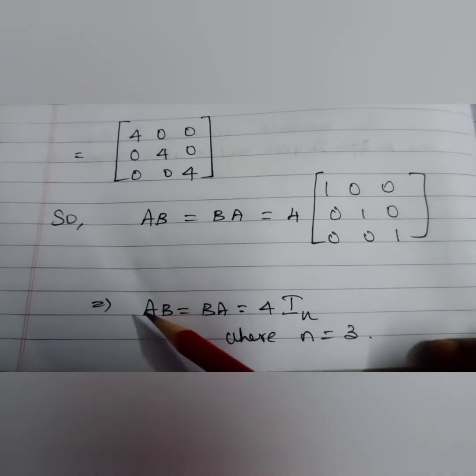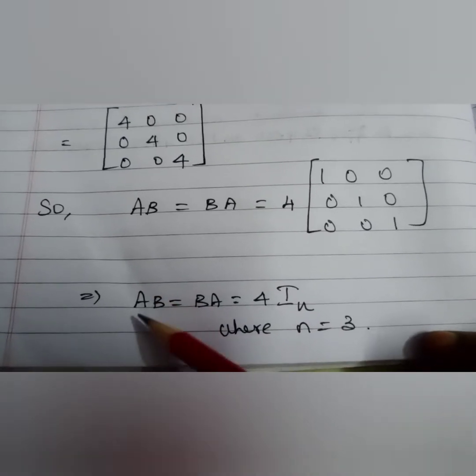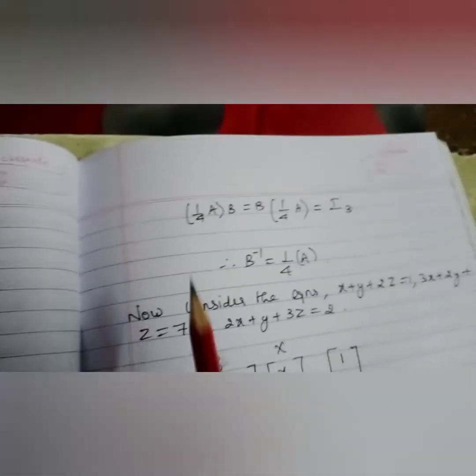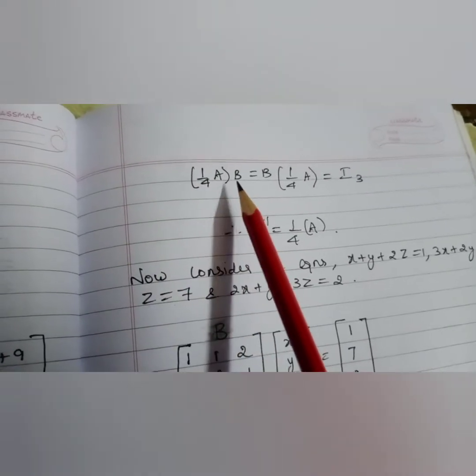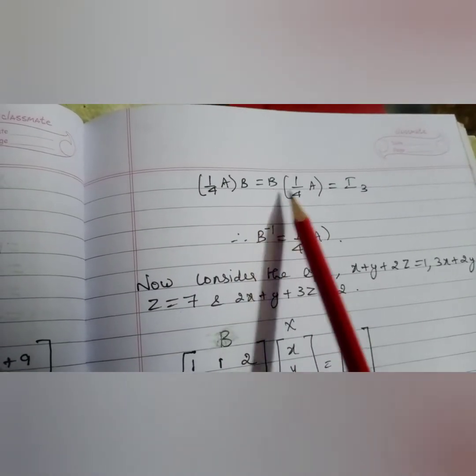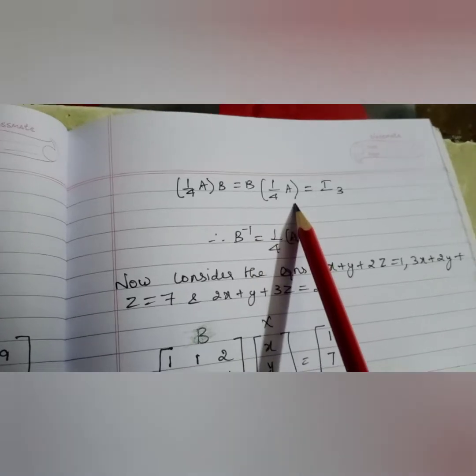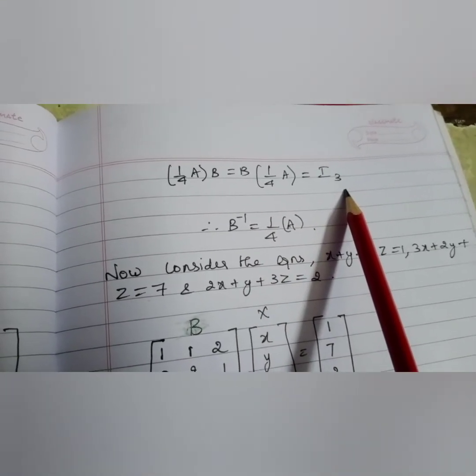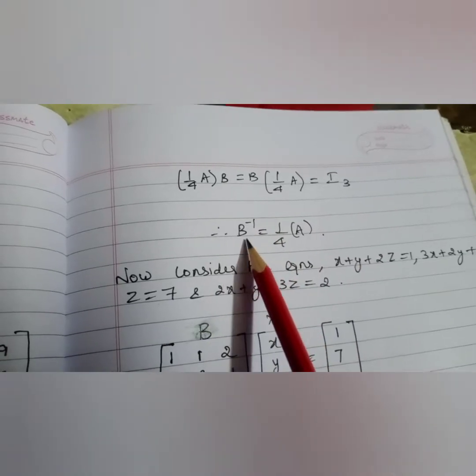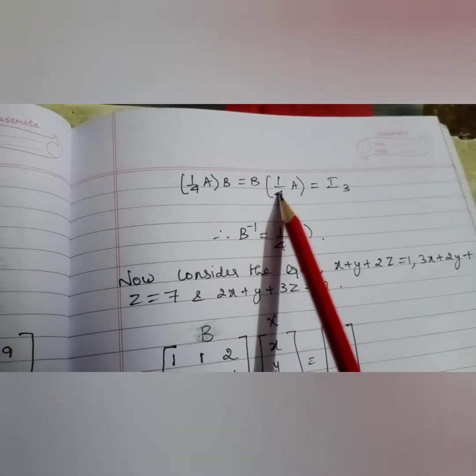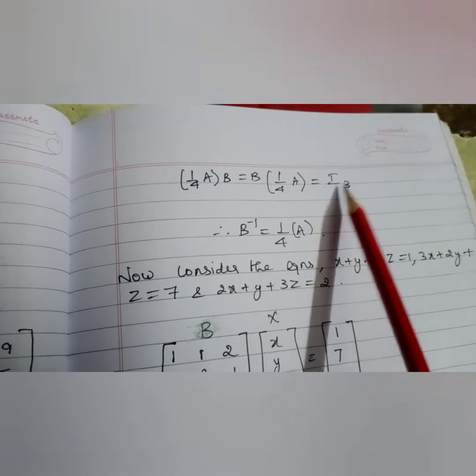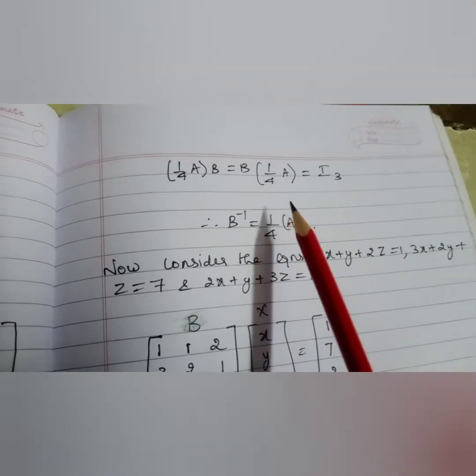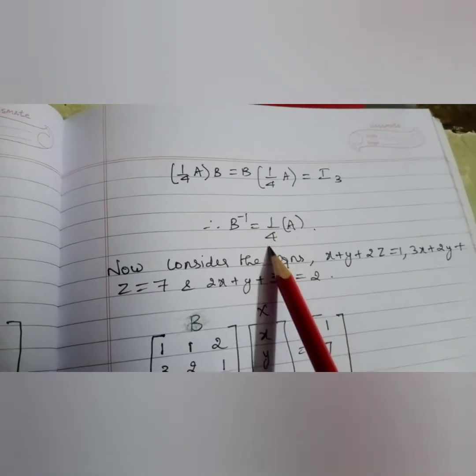So in the place of A, if this 4 is taken to the other side, it will be in division format, so 1 by 4 into A. So here I will write 1 by 4 into A into B is equal to B into 1 by 4 into A is equal to I3. I3 is nothing but the identity matrix of order 3 by 3. So B inverse, keeping the B here itself and taking it to the other side, I is the identity matrix, which means 1. So B inverse can be written as 1 by 4 into A.